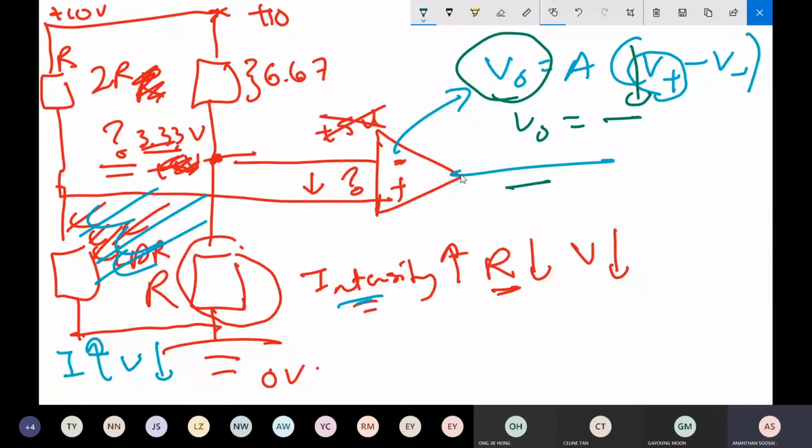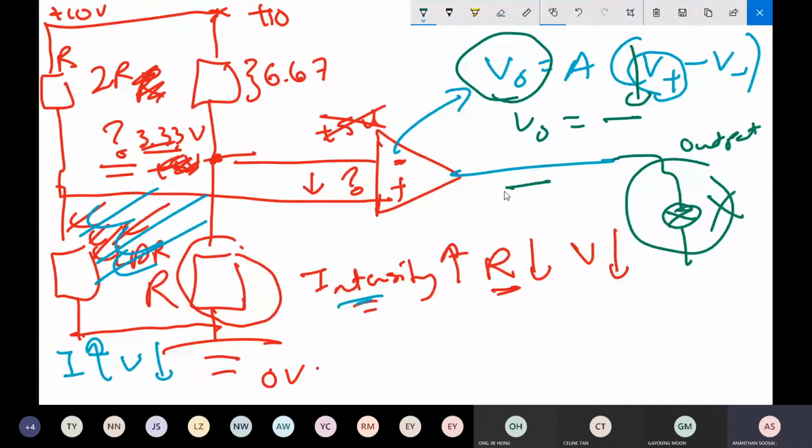Okay. Normally, not always, when the output is negative, that means whatever circuit connected here is the output circuit which we haven't explored yet. For this case, because it's the LDR, it may be a street light. The street light bulb won't light up if the output is negative. Normally I say, not always. Negative output means normally the light bulb will be switched off. So this is how the op amp works.